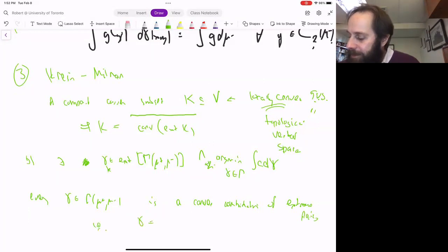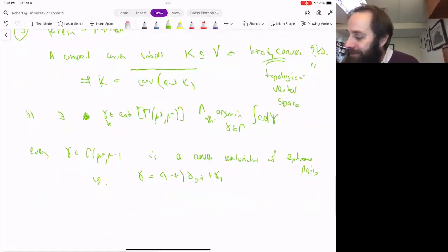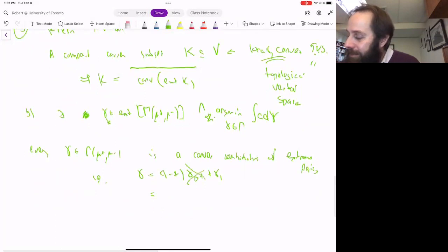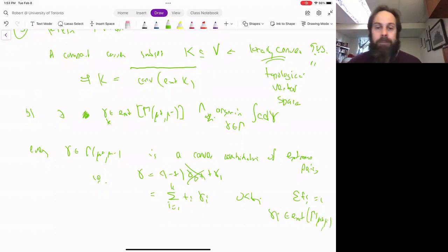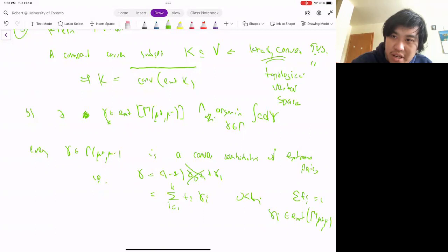Often they said gamma can be written as (1 minus t) gamma naught plus t gamma 1 with gamma naught and gamma 1 extreme. That's clearly not true. But if they were slightly better, they said you can write it as the sum of t_i gamma_i, i counting up to some k, where the t_i's are positive and sum to 1, and the gamma_i are extreme. What's wrong with this? You have to close the convex hull first.